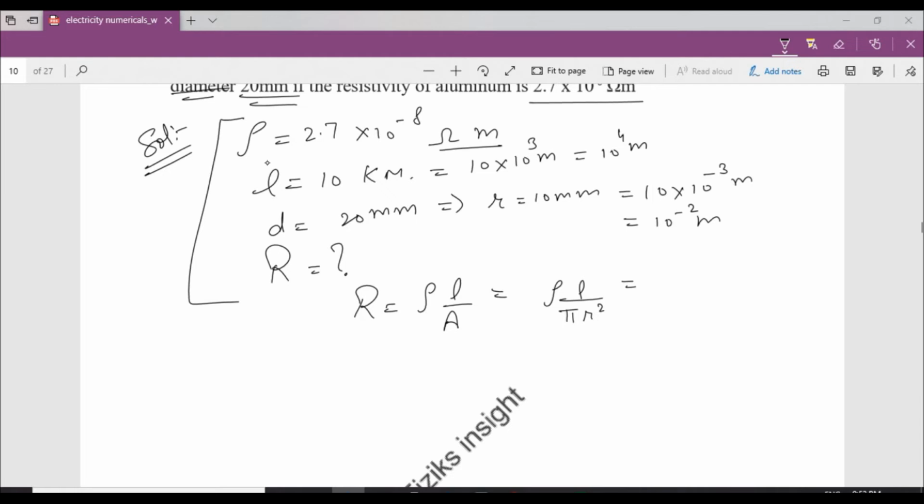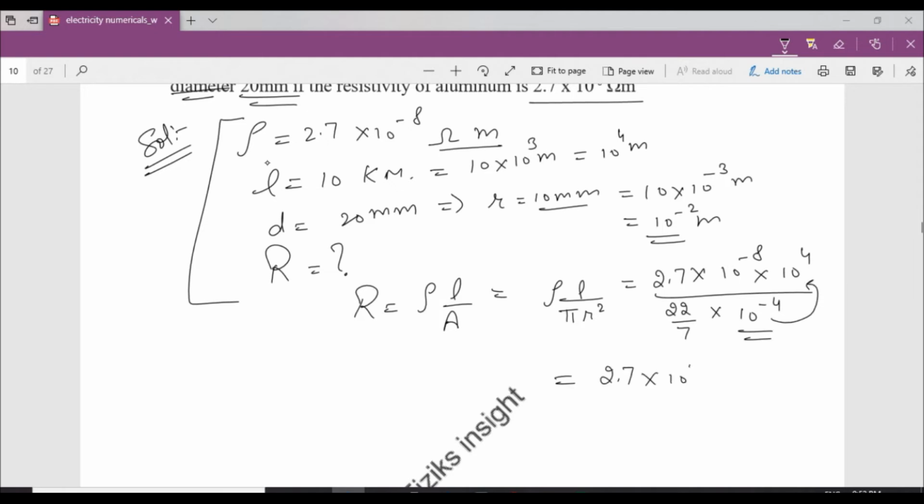So resistivity is 2.7 into 10 raised to the power minus 8. Length is 10 raised to the power 4 meters. And for pi, you can substitute 22 by 7, into radius squared. Now radius is 10 raised to the power minus 2 meters, so squared it means 10 raised to the power minus 4. As this 10 raised to the power minus 4 goes up, it will be 2.7 into 10 raised to the power minus 8 plus 8, as bases will be the same and powers will add up. So 4 plus 4 will be 8, and that 8 will be added to this minus 8.